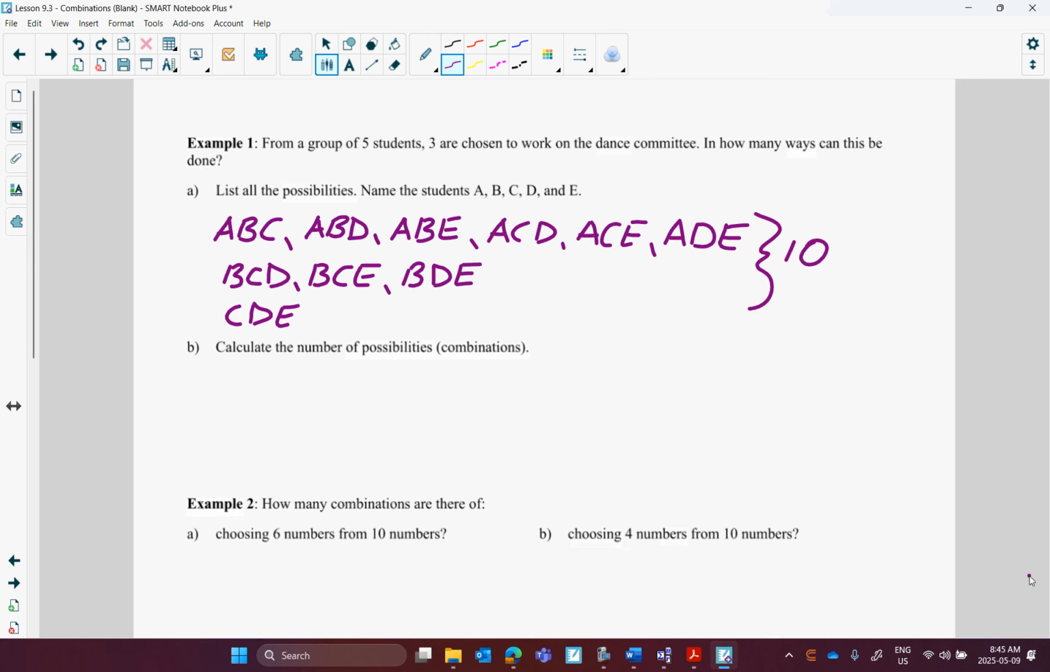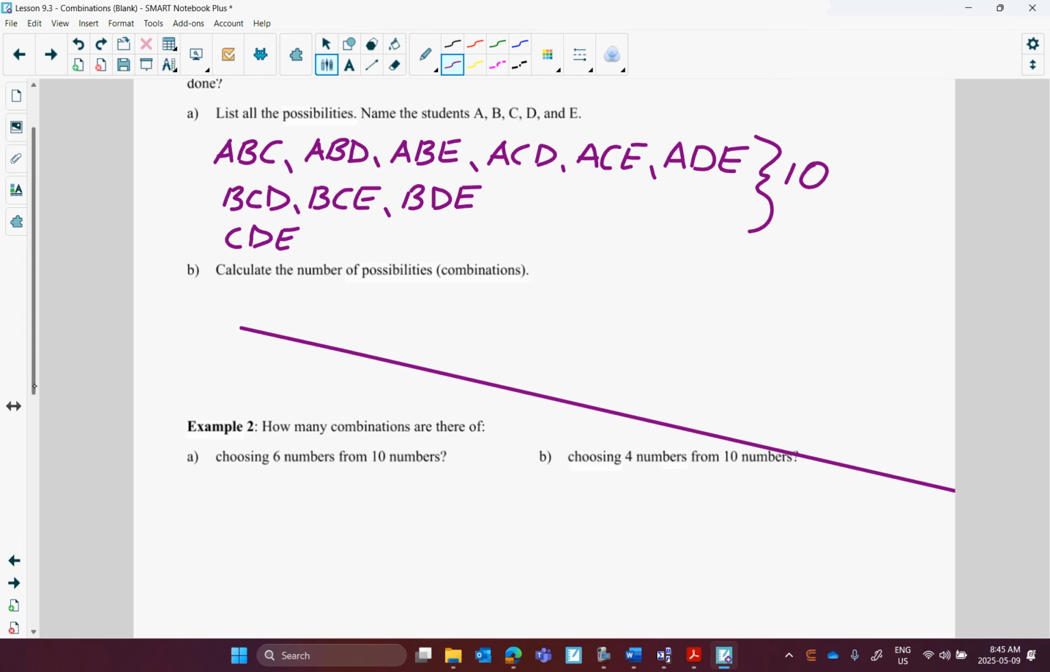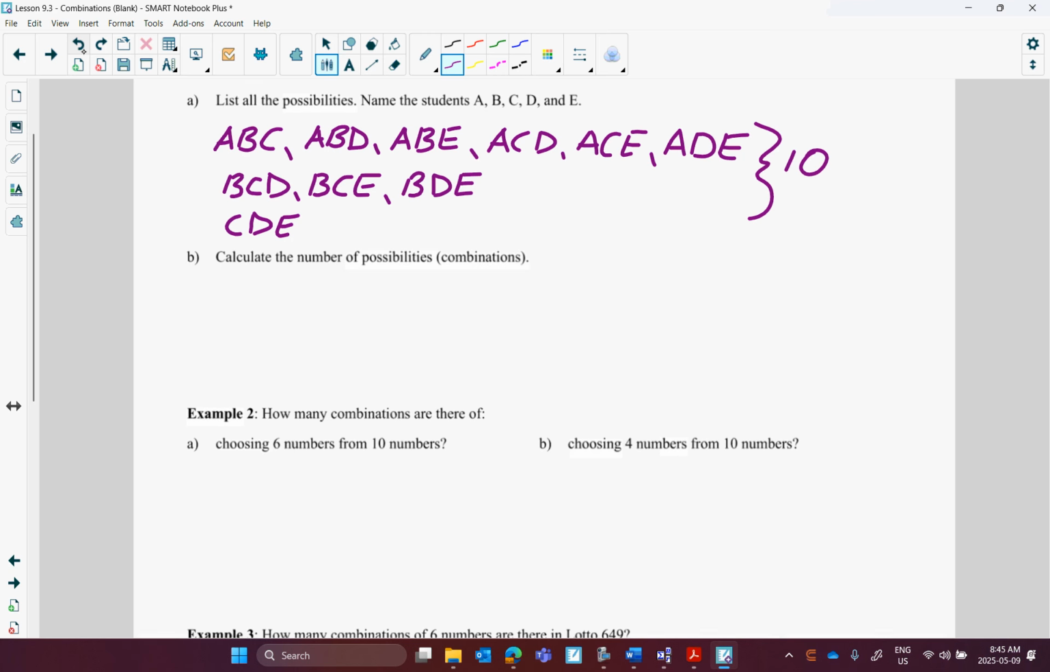So if we use the formula, we should get 10. You kind of read it backwards. You can say 5 choose 3, or I always say, how many ways can you choose 3 from 5? And remember, it's n factorial over n minus r factorial times r factorial.